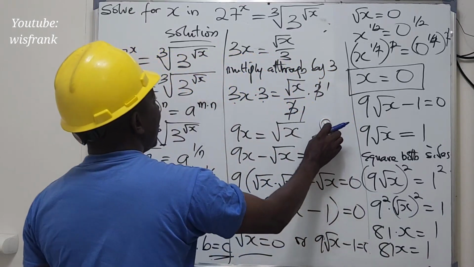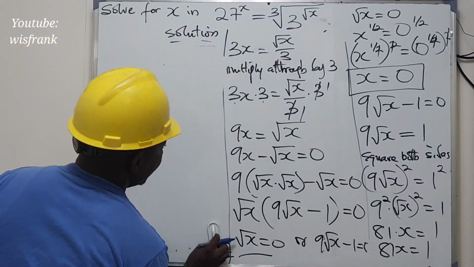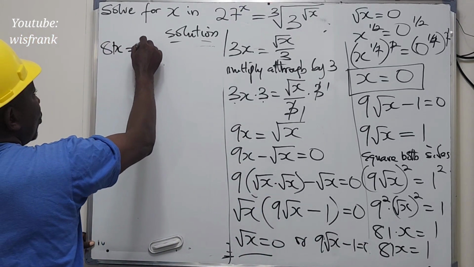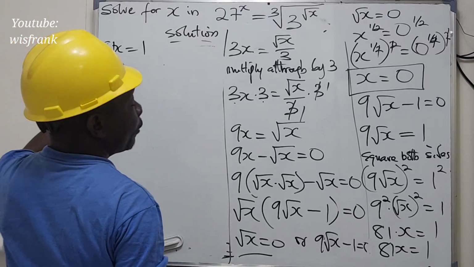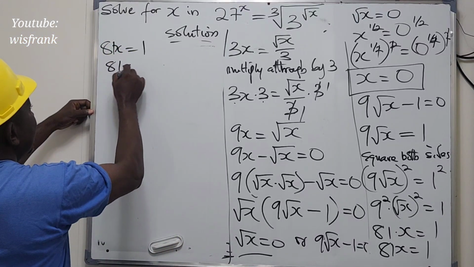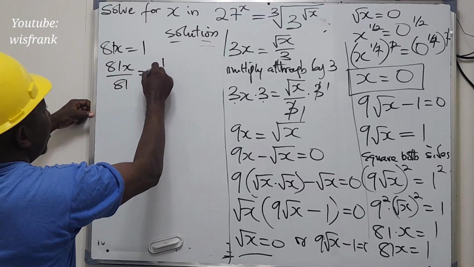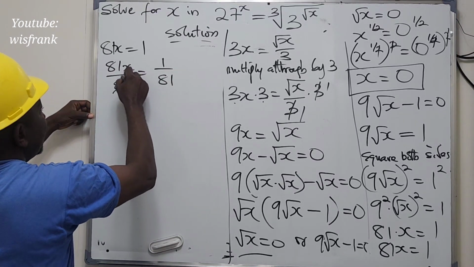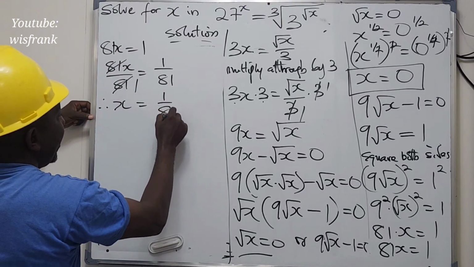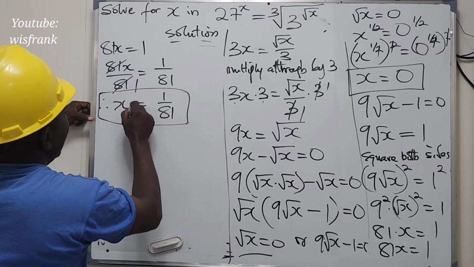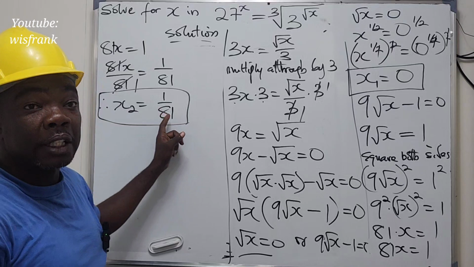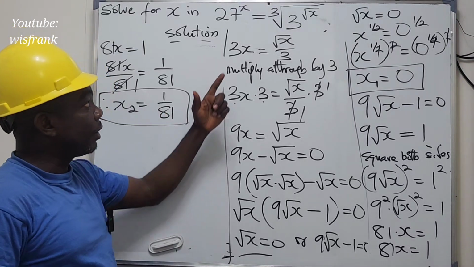For us to find the value of x from this equation, 81x equals 1, we need to divide both sides by 81. So this will become 81x all over 81 equals 1 all over 81. 81 cancels here and 81 cancels here. Therefore, x equals 1 all over 81. This is the second value of x that we have, that is x2. So we have here x1, and this is the second value of x, and it satisfies this equation.